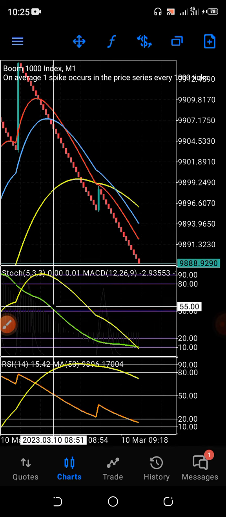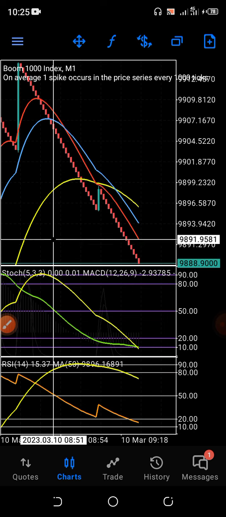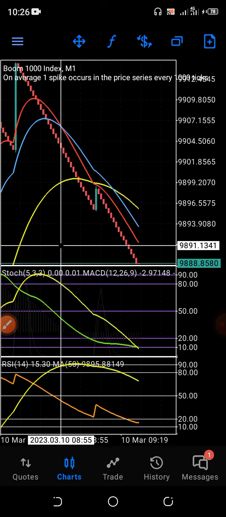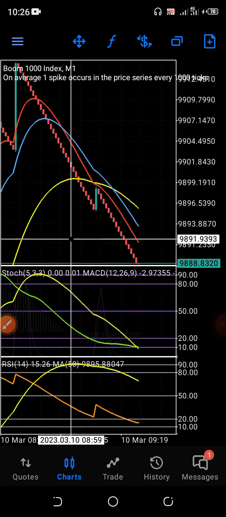As long as this thing has crossed to this place and this thing crossed to this place, I enter this market with the condition that my market has crossed to this place.